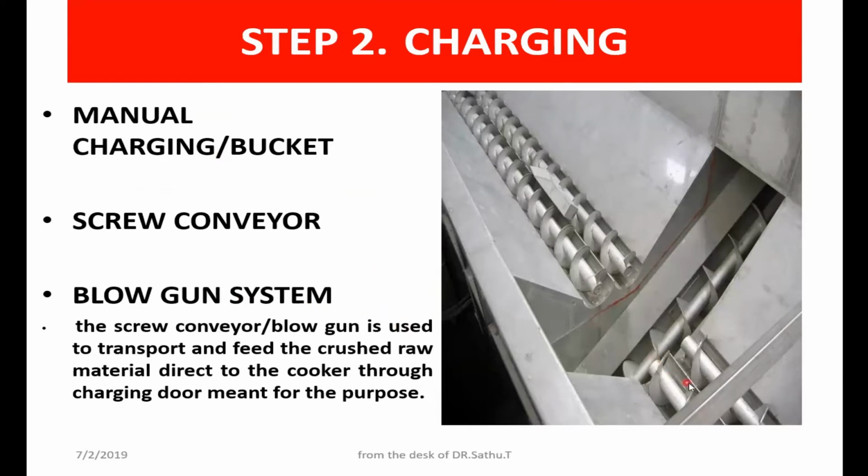Screw conveyor system means the screw conveyor will be moving forward. When it moves forward, along with that, it will be carrying the raw materials. The screw conveyor or the blow gun is used to transport and feed the crushed or pre-broken materials to the cooker through charging doors meant for the purpose. If you are ready for the capital investment, then you can go with the screw conveyor, so the manpower can be reduced. If you do not have much capital, then we can go with manual charging. In the meat technology unit, we are using manual charging.